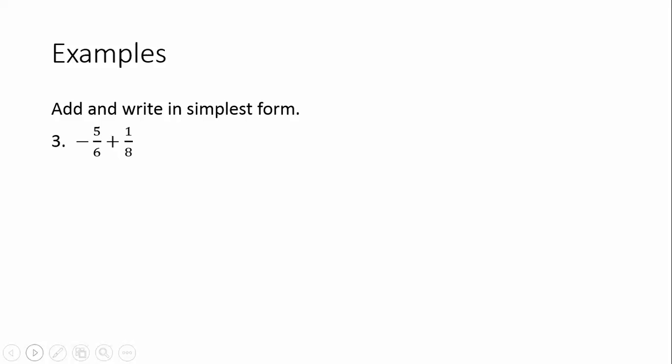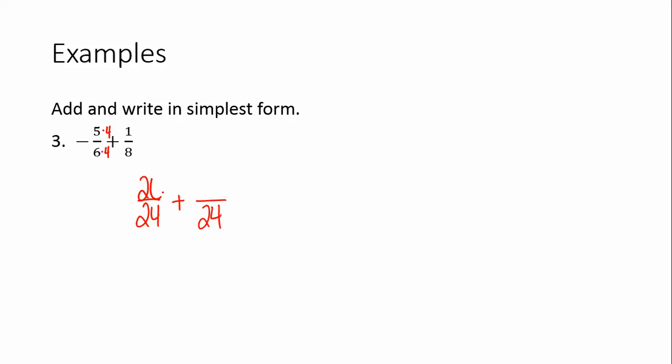Okay, we're still adding. We need a common denominator. 6 and 8. Think of multiples of 6, and then which one does 8 go into? 6 times 2 is 12, 8 does not go into 12. 6 times 3 is 18, 8 does not go into 18. 6 times 4 is 24, and 8 does go into 24. So the smallest common denominator is 24. Now again, you could have multiplied those two together and used 48.